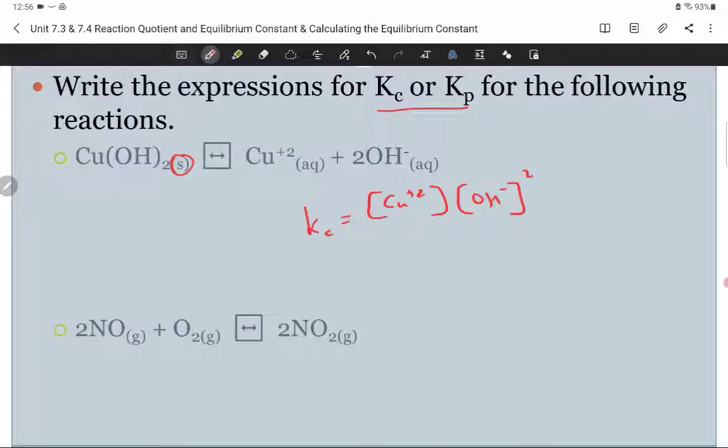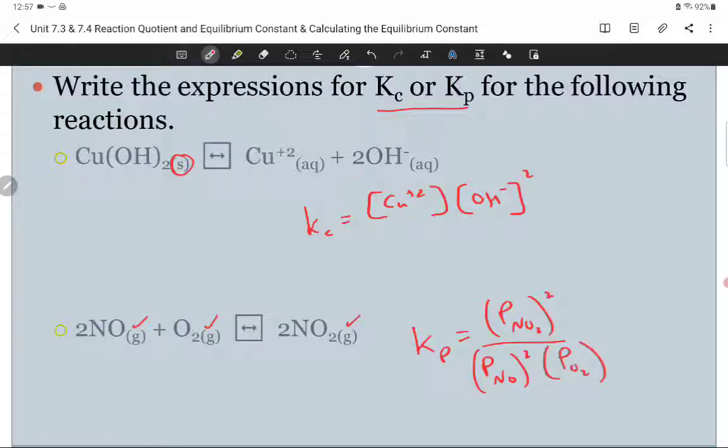The next one, well, these are all gases. So that's not heterogeneous. That's a homogeneous reaction. We'll do partial pressure of NO2 to the second, partial pressure of NO to the second, and partial pressure of O2 to the first. I think we had just done that one previously.